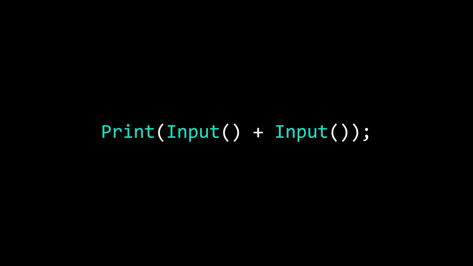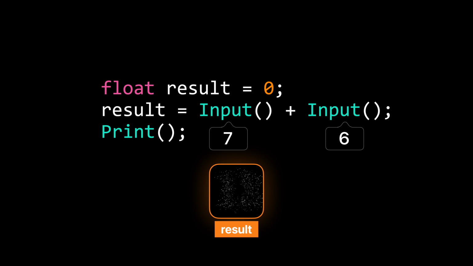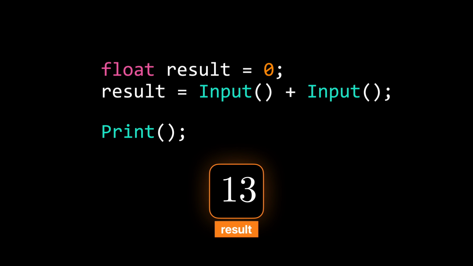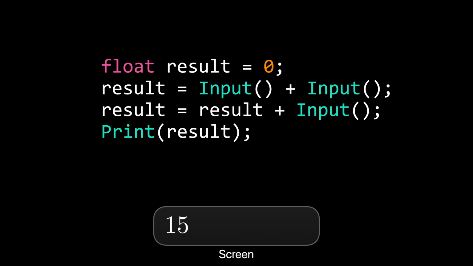Now let's operate our calculator app. First, we create a variable to store the result. We set it to the sum of 2 inputs. To add a third number, we retrieve the current value of the result and update it. Finally, we use the print function to display our result.